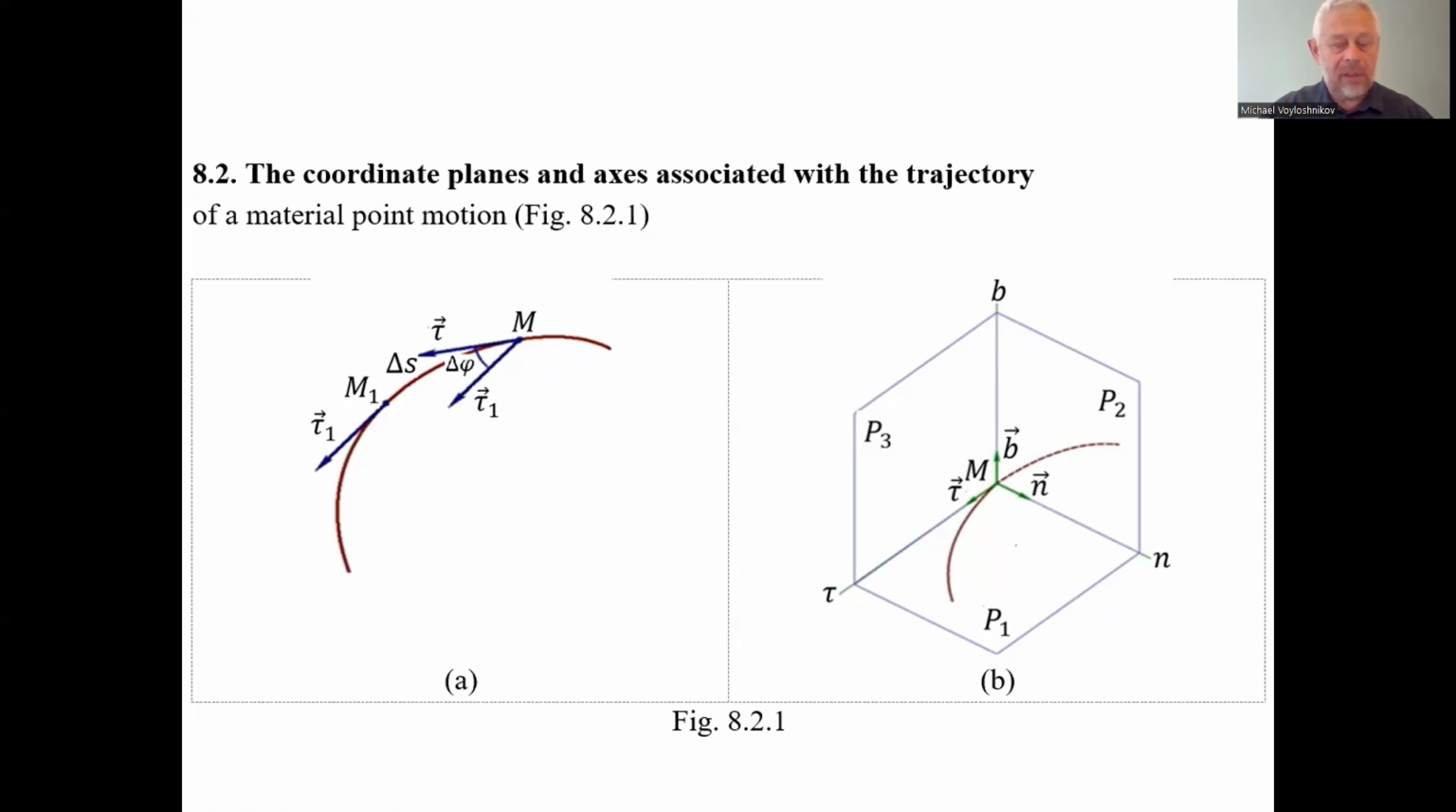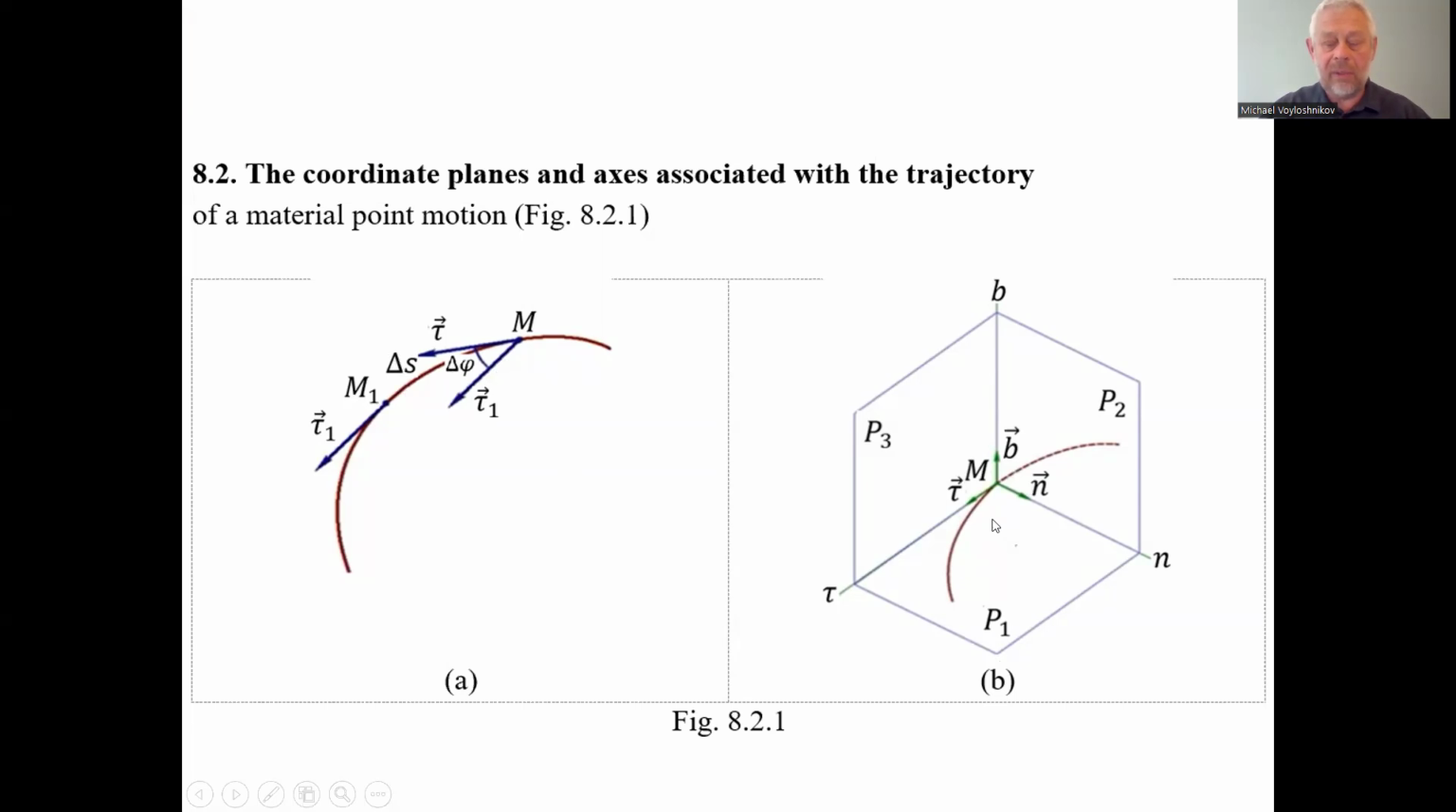Having two vectors in the point M, we can define the plane determined by these two vectors. This is a definite plane, which we can call the osculating plane. If we tend the very small distance of the point motion, delta s, the increment, to zero, we will find the limiting position of the osculating plane. This limiting position we can indicate on the figure H.2.1 as P1. This is the osculating plane P1.